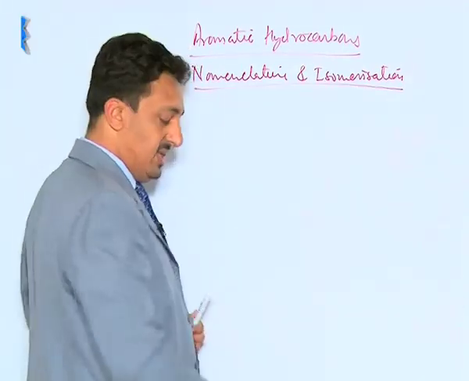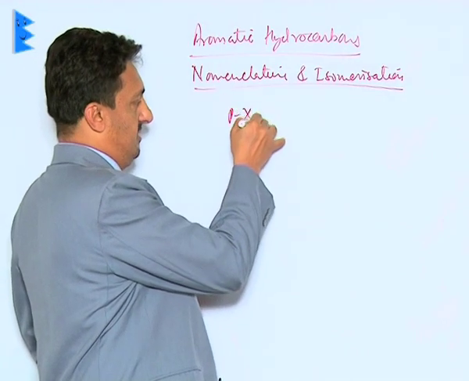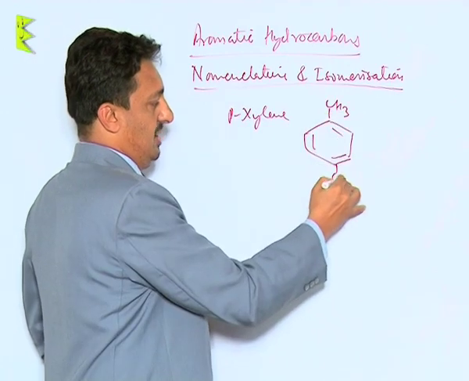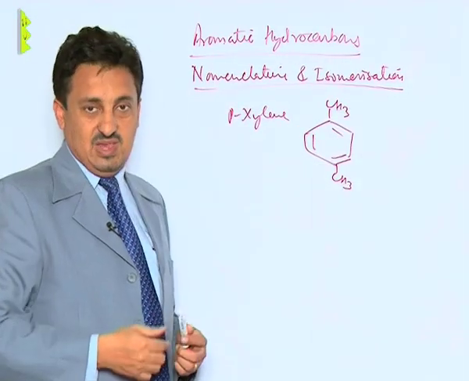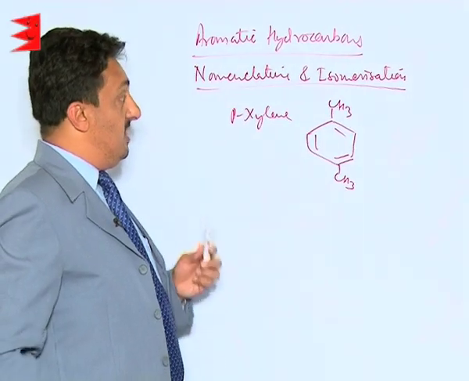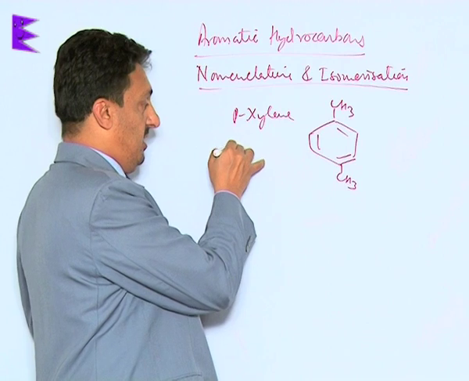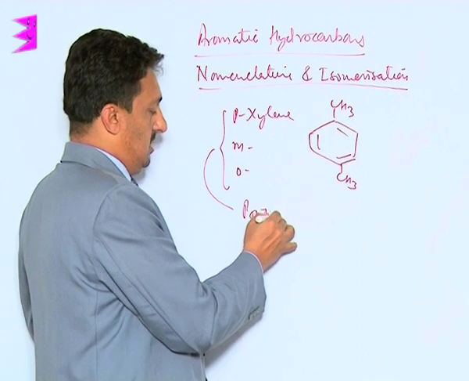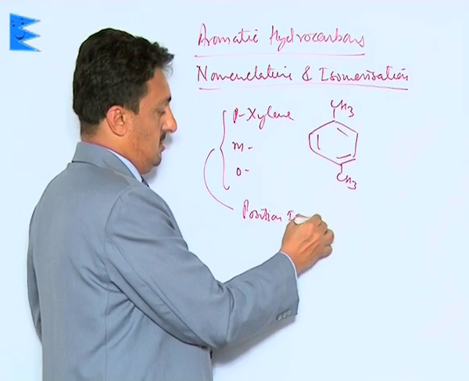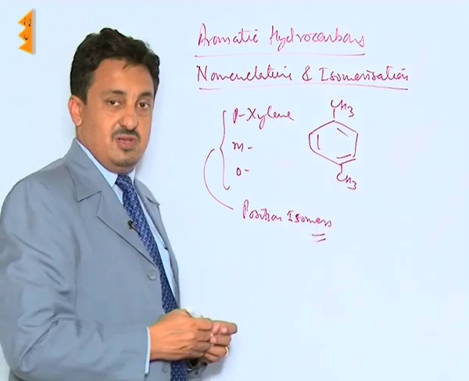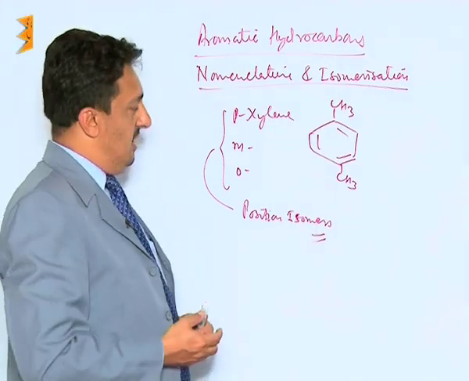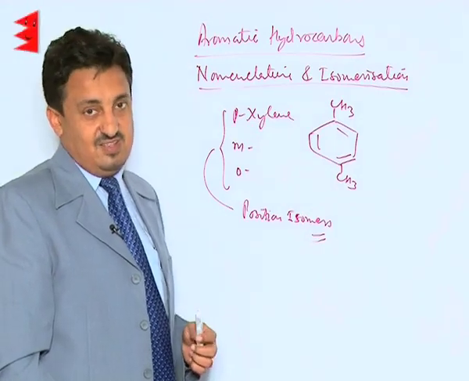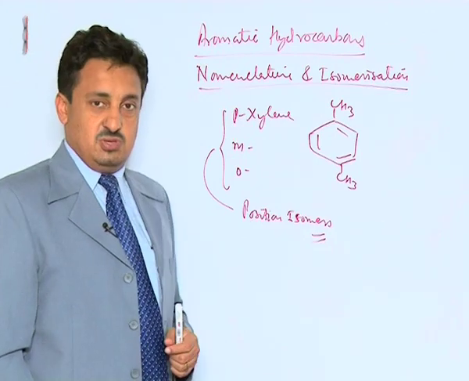And therefore, if anybody says I'm having paraxylene, it's very obvious that we are having 2 methyl groups which are at para positions with respect to each other. So this is paraxylene. And you need to also remember that para, meta and ortho will be your position isomers. They mainly show position isomers because it is almost impossible to have any other molecule with a formula like C6H6. So they mainly show position isomerism.